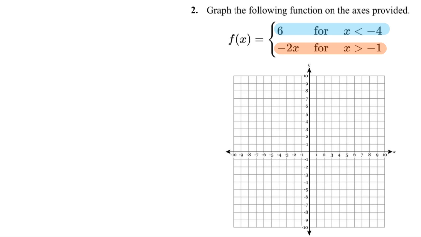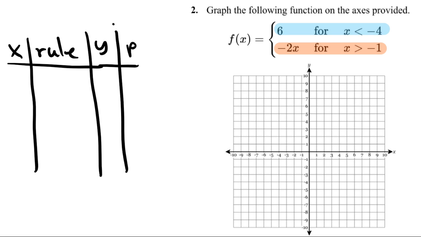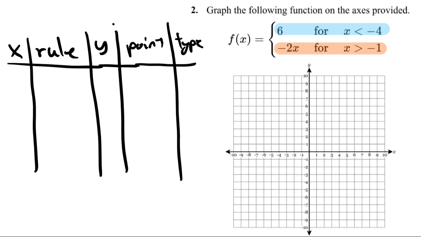Okay, so let's again make a little XY chart like we've done before, with the rule in the center, and that'll give us the Y. This will give us a point, and then we're going to figure out the type after that. And this is kind of important now. A little bit different with a ray.